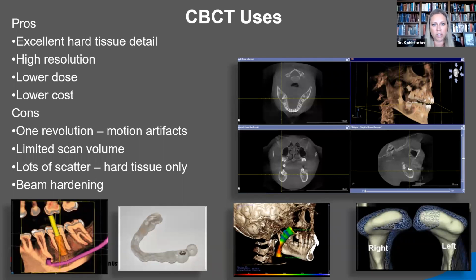Obviously, excellent hard tissue detail. We don't see all the soft tissues that we saw with medical CT, but that's actually a huge plus for us. If we had to go through and evaluate all of the soft tissues of the face, if we had to evaluate brain, this would take us a lot of time, and it really would not be helpful for us in dentistry, I would say. So it's kind of nice we just see the hard tissues, which is what we want to see in dentistry. So excellent hard tissue, very high resolution.